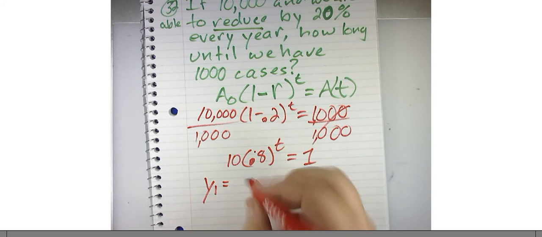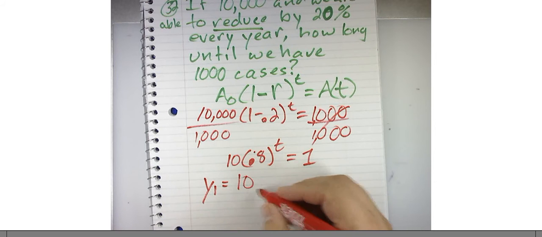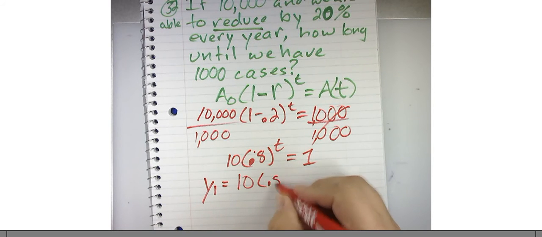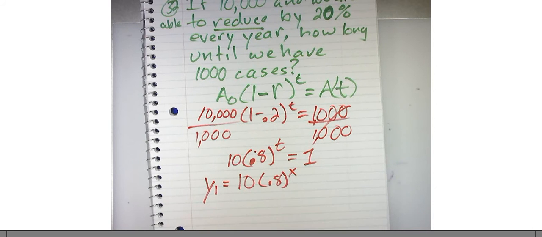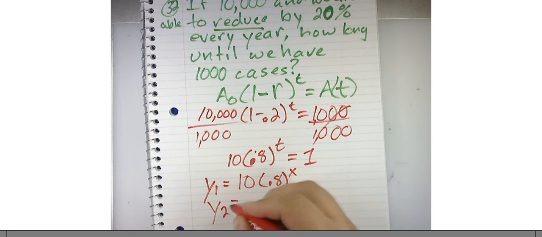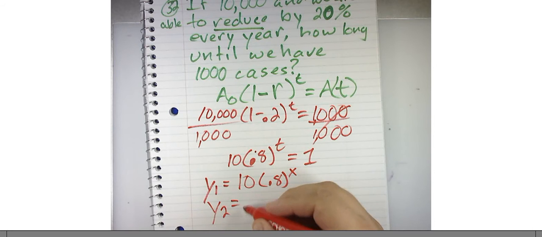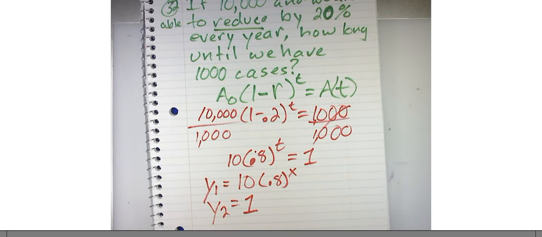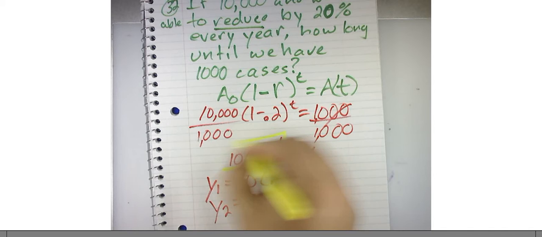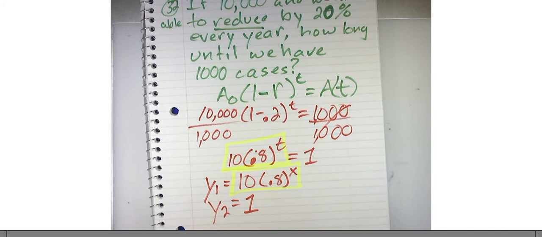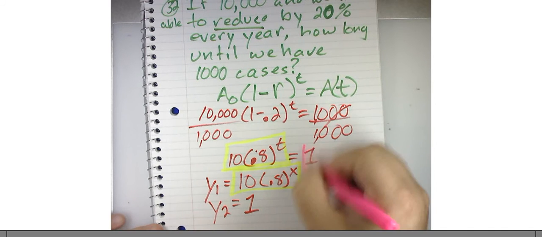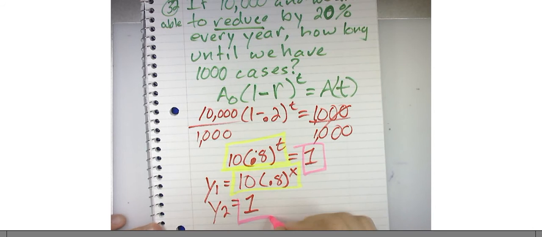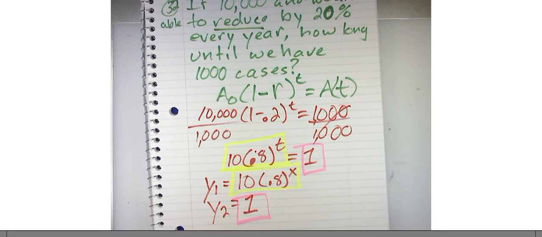So what I'm going to do is graph the function 10 times the quantity 0.8 raised to the x, and then graph the second function, y sub 2, equal to 1. I've taken the left hand side of the equal sign and set that as my first function, and then I've taken the right hand side and set that as my second function, and from there we just look for the point where those two graphs intersect.